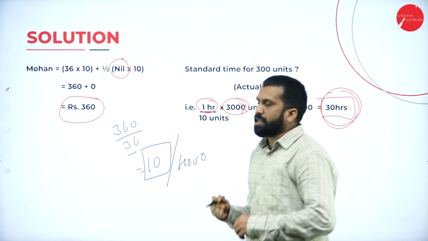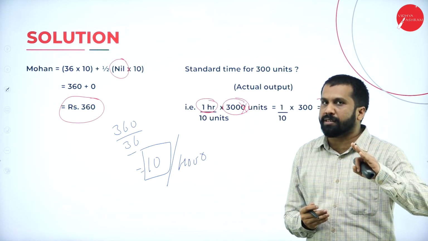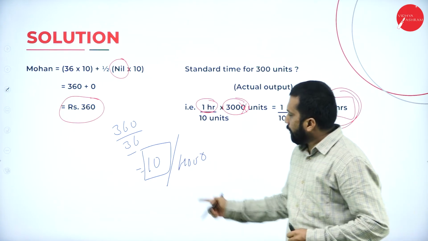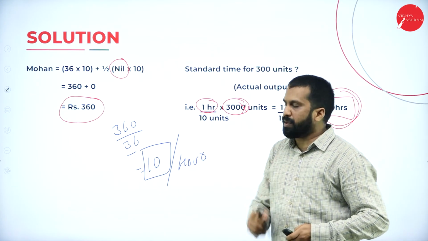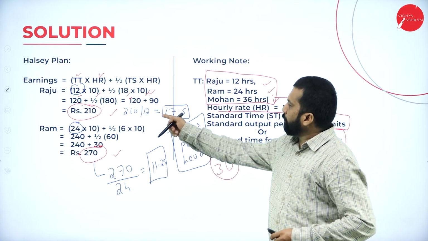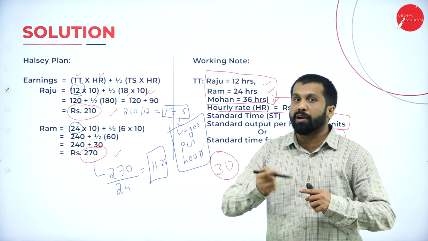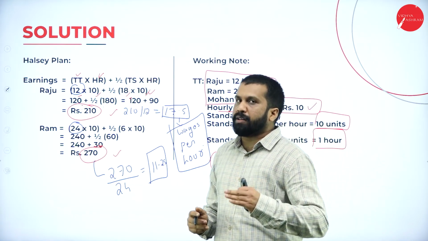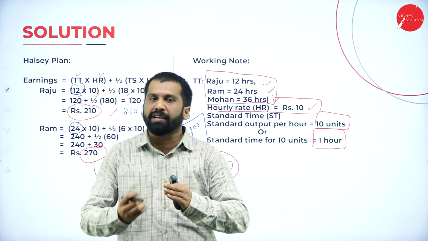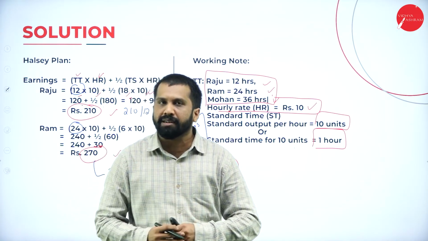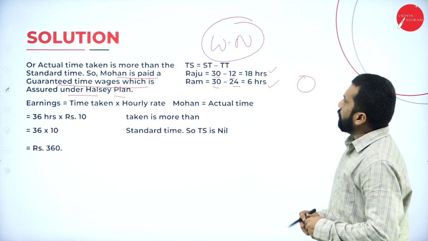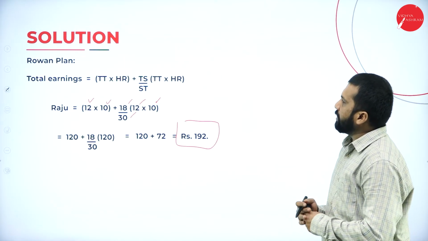See, he has taken more time. Actual time is 30 hours, but it took how many hours? 36. Because of that, per hour, he will get only 10 rupees. This person will get 11 rupees 25 paise and the first person will get 17.5. If you complete your work as soon as possible, your wages will be more per hour. Now, the wholesale plan is done. Now these are the working notes and we'll see the Row 1 plan.